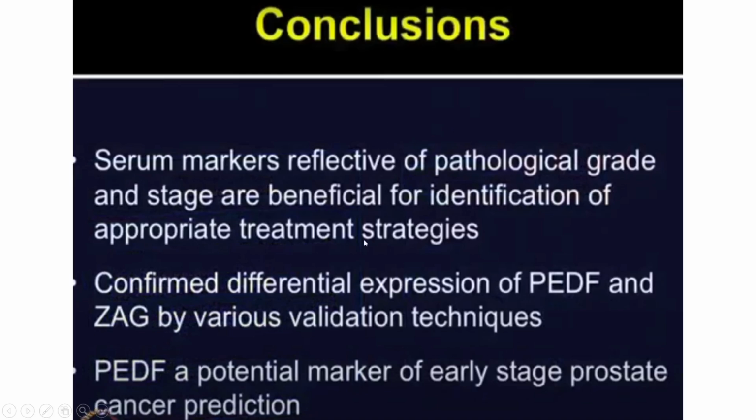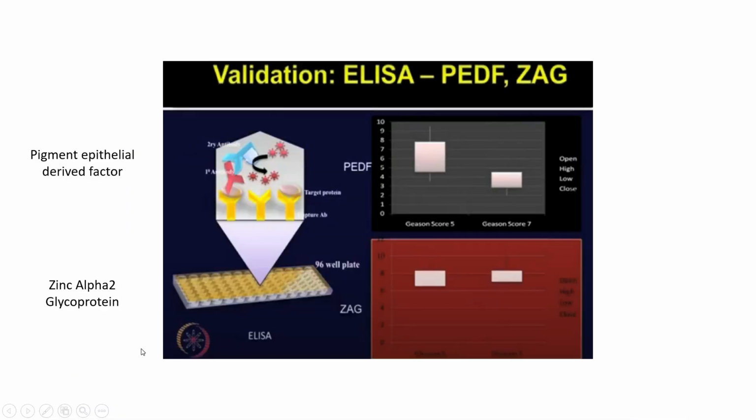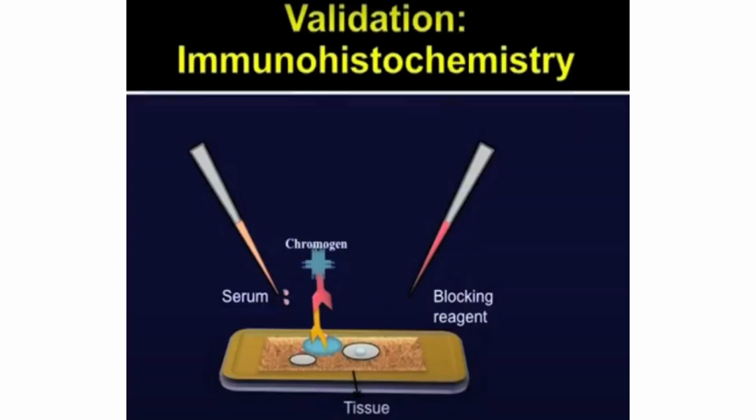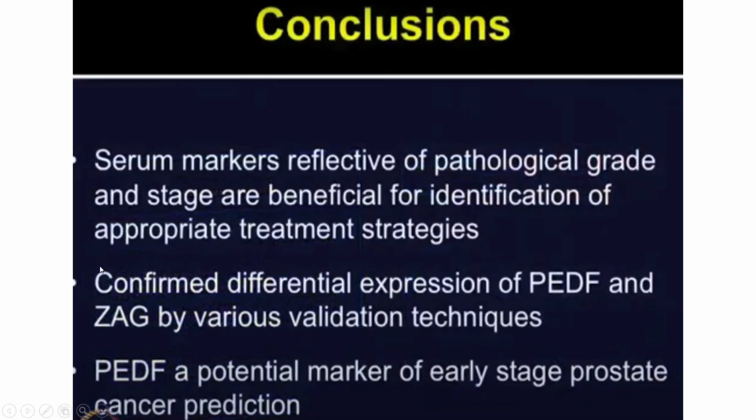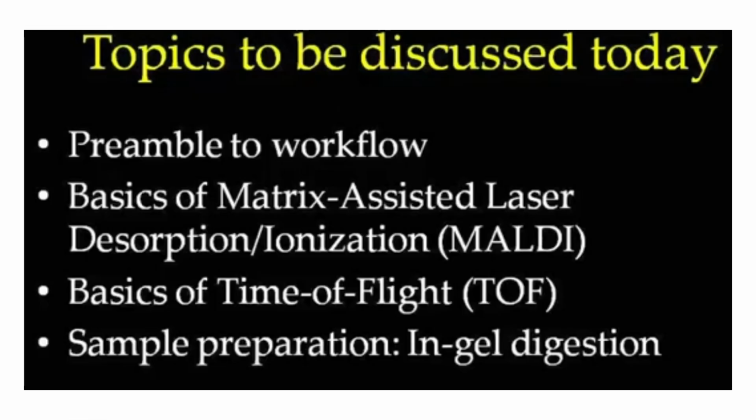So they found these two proteins as the markers, PEDF and ZAG. Those can act as markers in terms of prostate cancer. That's what they found in this study, and it can be a potential biomarker for early stage prostate cancer prediction. That was about one of the applications using these specific techniques.